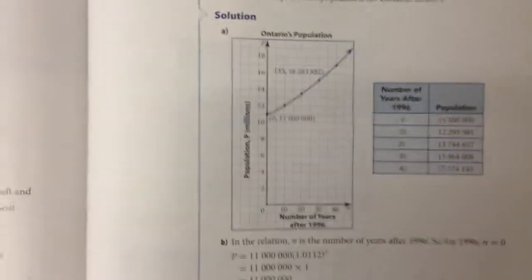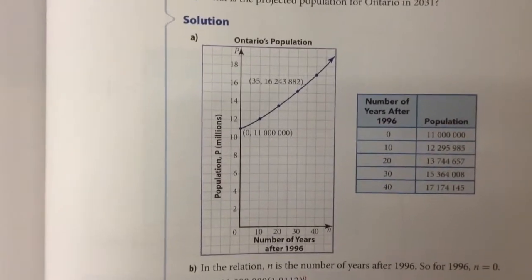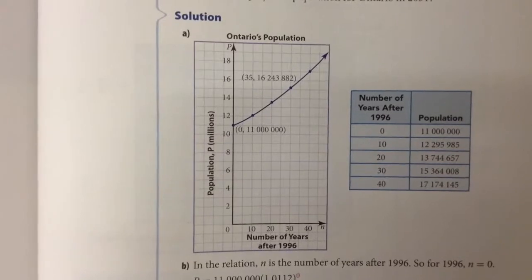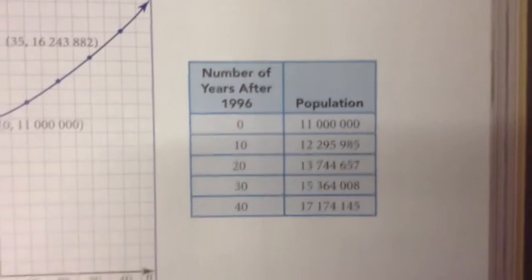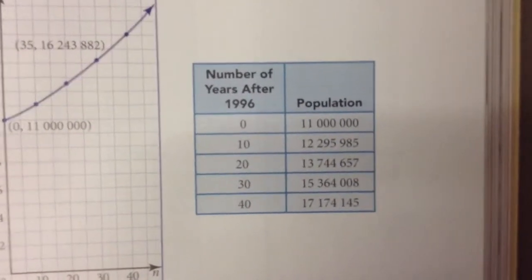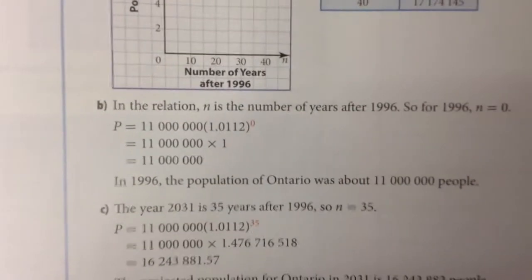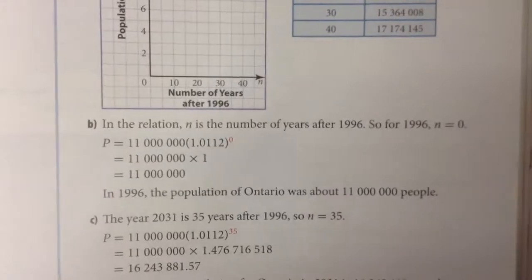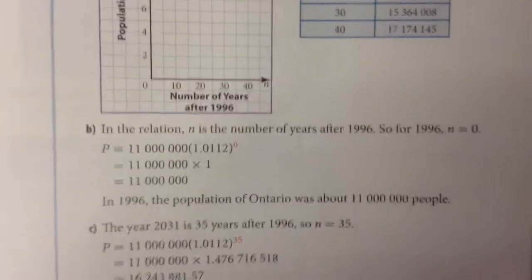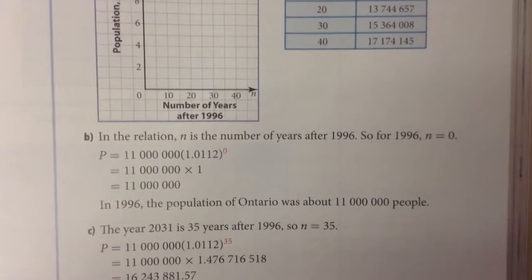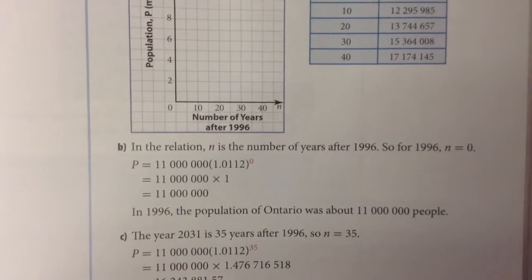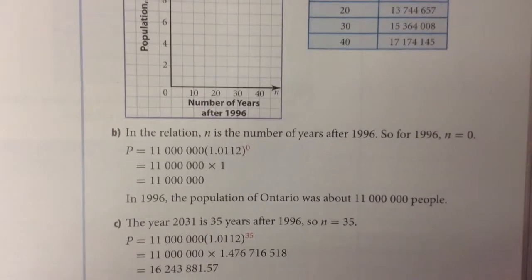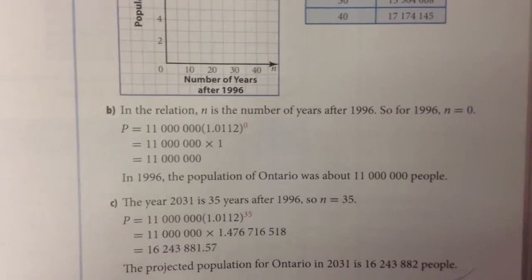So there's the sketch, quote unquote, number of years after 1996 and the population on the y-axis. And there's your table of values. I'm like, what in the world? How do you get all these numbers? Well, B shows you how. So in a relation, n is the number of years after 1996. So for 1996, n equals 0. So there's no years after. So the population, any number to the power of 0 is 1. So just 11 million.